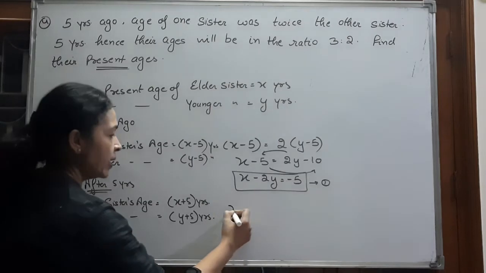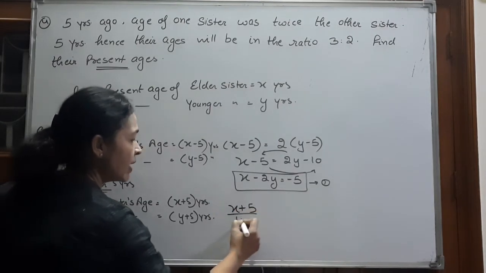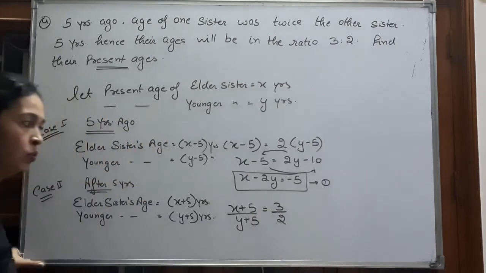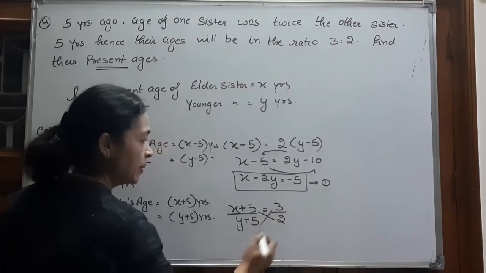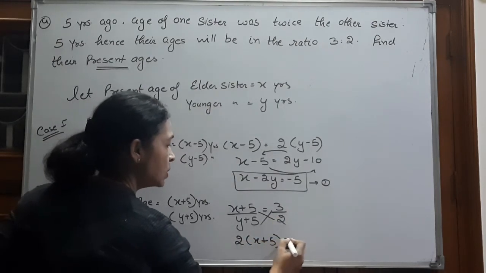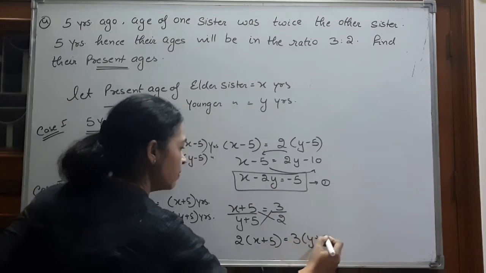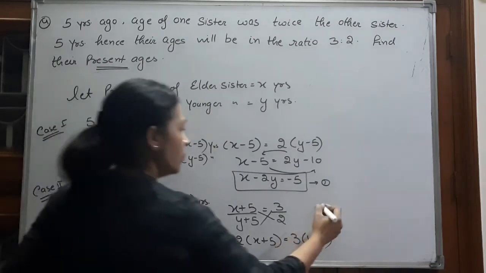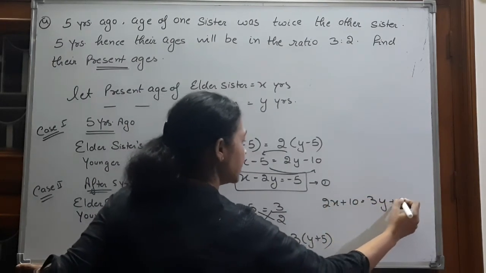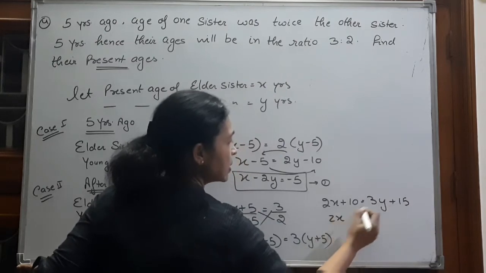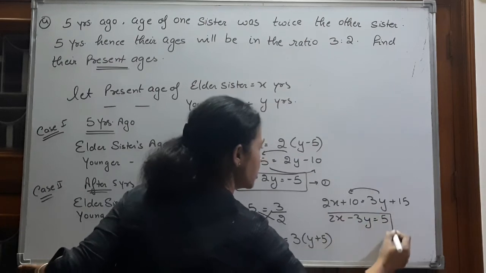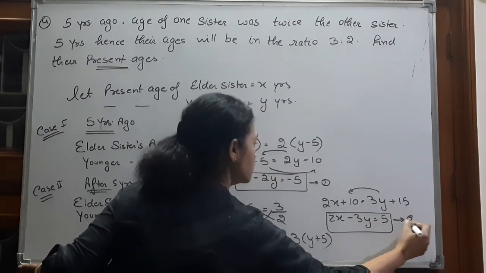So the ratio of their ages, (x plus 5) upon (y plus 5), is 3:2, that is 3/2. Cross multiply it. We have 2 into (x plus 5) equals 3 into (y plus 5), so 2x plus 10 equals 3y plus 15, which gives 2x minus 3y equals 5. This is our equation 2.